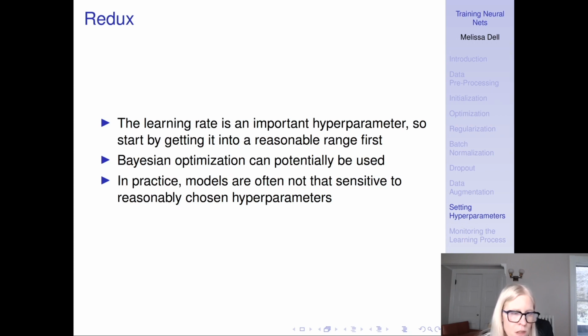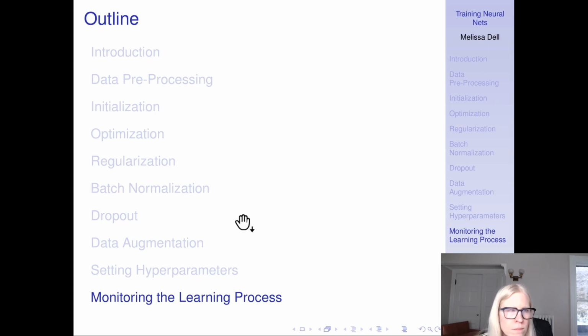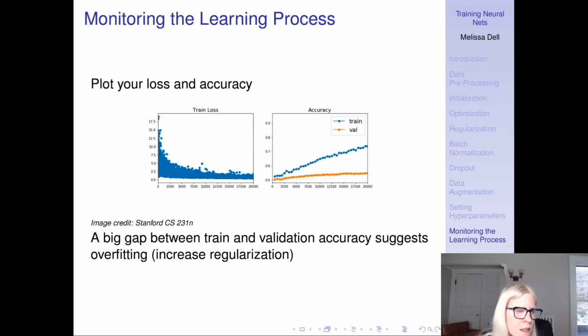In practice, models are often not that sensitive to reasonably chosen hyperparameters, fortunately. So as long as you have something that's reasonable, oftentimes it doesn't make that much of a difference. Okay. Finally, monitoring the learning process. You'll want to plot your loss and plot your accuracy. A big gap between train and validation accuracy suggests overfitting, which means you might want to increase regularization.